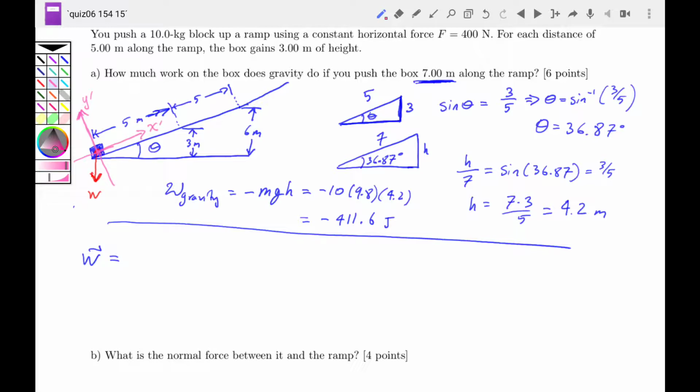W in this coordinate system has two components, a component this way and a component this way. The angle here is theta, just like the angle here. And the x prime component of w is going to be the magnitude of w, with a negative sign because it points backwards, sine theta i hat prime. Prime means rotated coordinate system. And then a negative w cosine theta j hat prime.